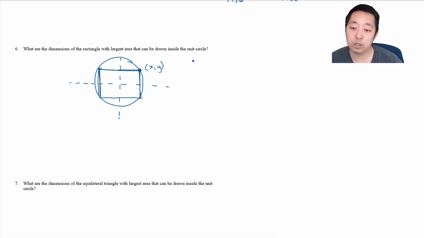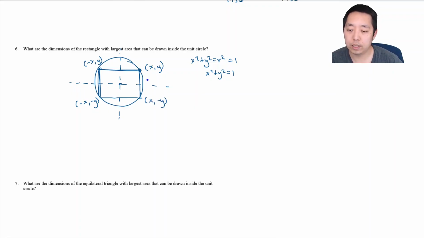the equation of a circle is x squared plus y squared is equal to r squared, right? If it's centered at the origin like this. And so what we would say is, well, unit circle's radius 1, so x squared plus y squared is equal to 1. And if this is xy, the coordinate xy, this is negative x, y, this is negative x, negative y, etc., x, negative y, then this length is 2y and this length is 2x. So the area here is equal to 4xy, right? 2x times 2y.